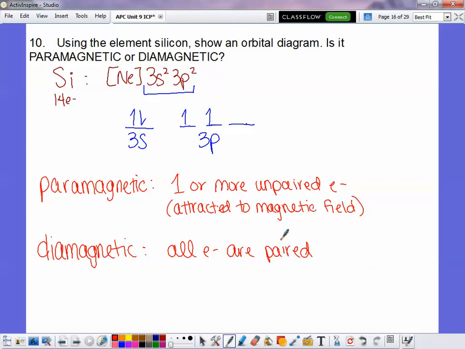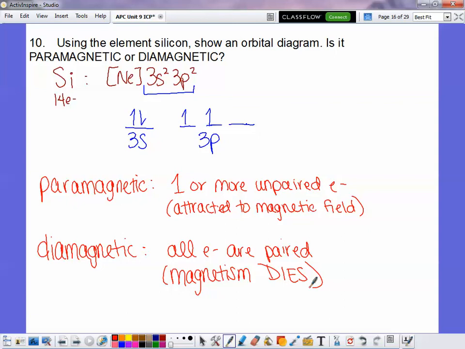Now, I always have the hardest time remembering that diamagnetic means that they're all paired up, because paramagnetic starts with "pair." And so I always think, oh, paramagnetic, that's all paired. No, it's not all paired. The way I always have to tell myself is diamagnetic means magnetism dies. Magnetism dies, and the only way you can be magnetic is if you have unpaired electrons. So however you want to think about remembering that.